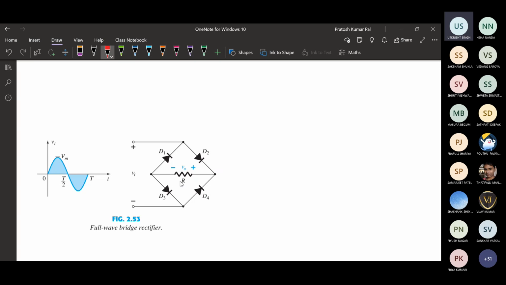Here we will see the ideal case. For the positive half, once we apply the positive half here, this will be reverse bias and this will be forward bias. That means for the positive half D2 will be forward bias, and if it is positive here it will be negative there, so D3 will be forward bias. So these two diodes will be on and the D1 and D4 diodes will be off.